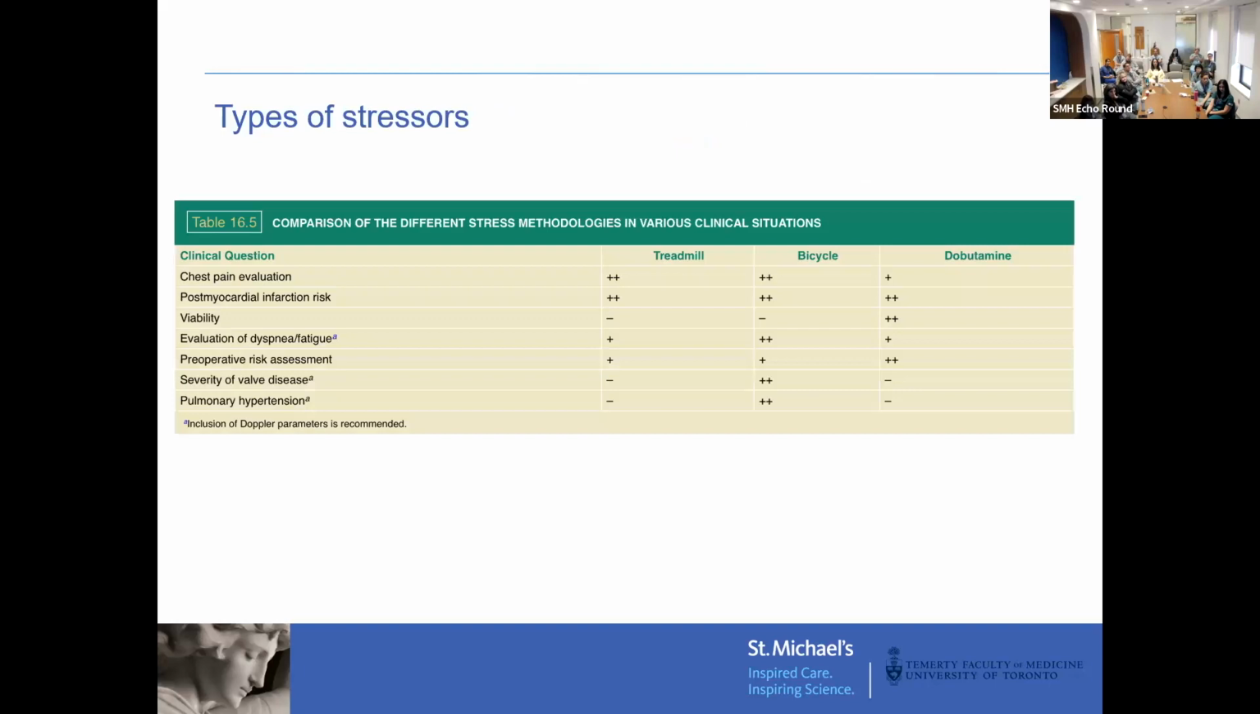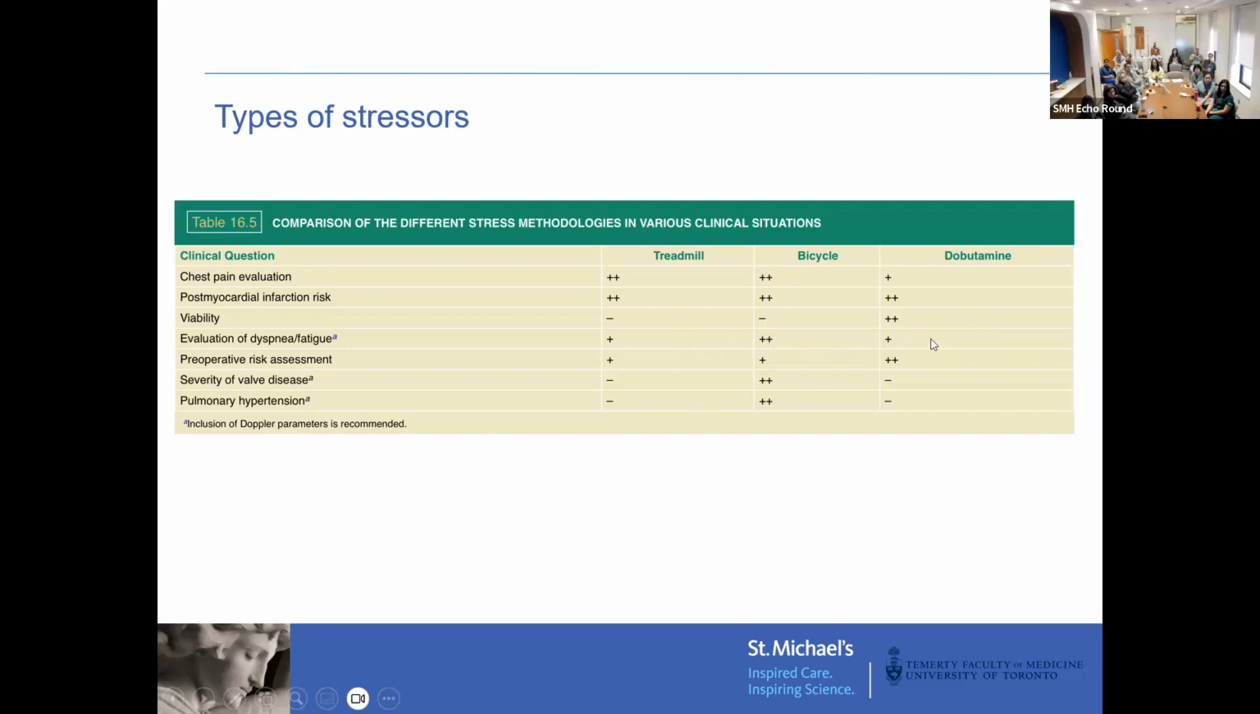Okay, so types of stressors. We've kind of talked about this already, but basically treadmill, bicycle, dobutamine. Depending on what you're looking for, you can use different types of stress. So for chest pain, in general, you want to try to use exercise stress test because that's more physiologic rather than dobutamine, but you can use dobutamine.